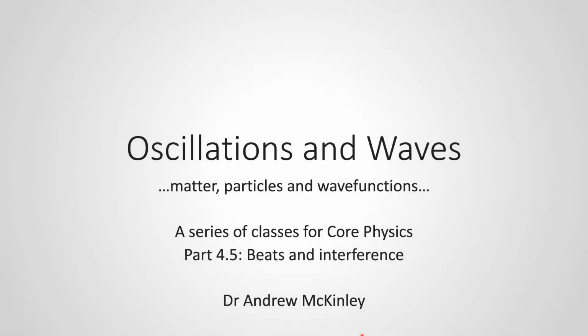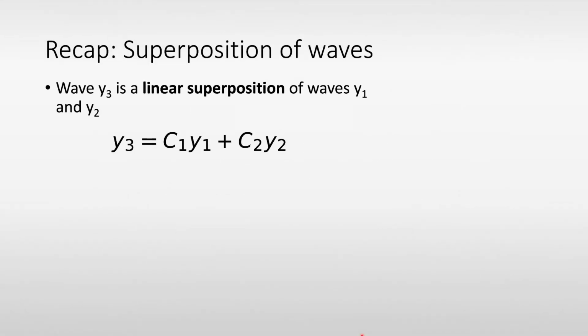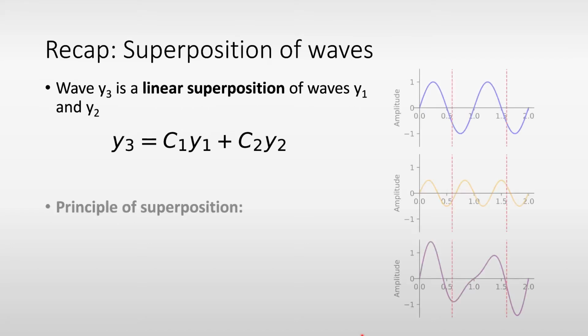A special case of thinking about interference and superpositions is looking at beats. What happens when we get waves which interfere with each other, which are close in frequency but not exactly the same? So just as a quick recap, remember the superposition of waves can be described as a linear superposition of the two, as in we simply add together the contributions from each of the component waves.